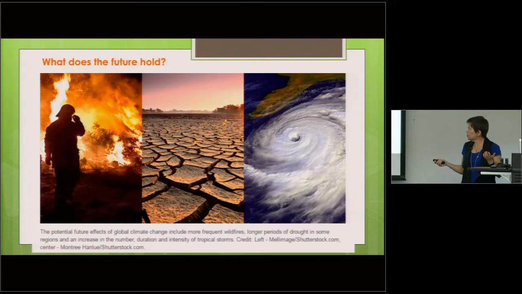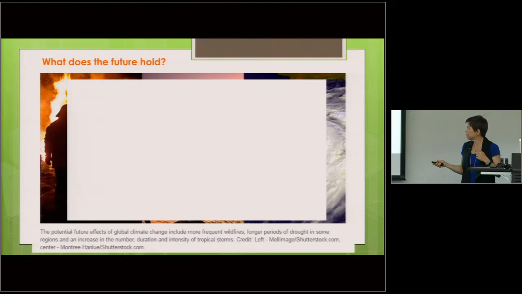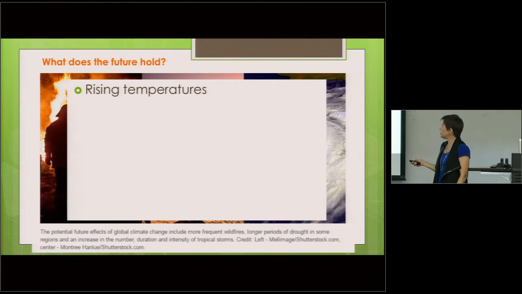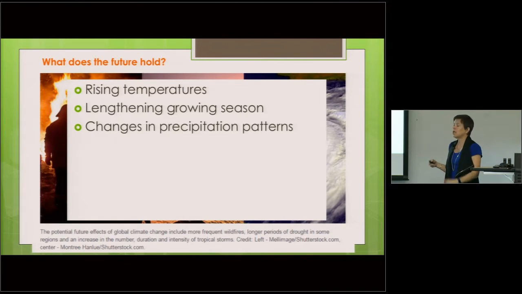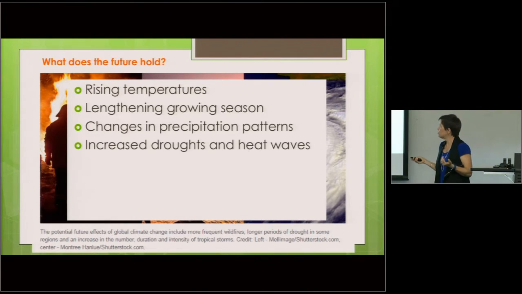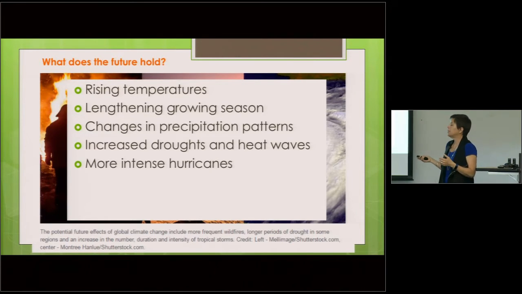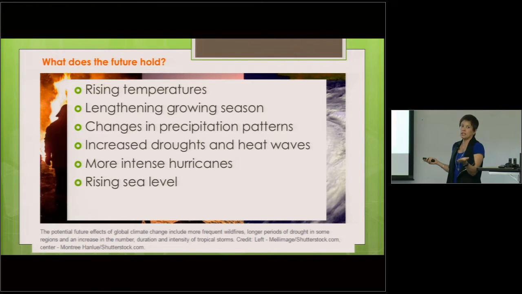So what does the future hold? The predictions show rising temperatures, lengthening growing seasons. So there's a whole suite of things we could talk about. I'm going to talk about just a few of them: lengthening growing season, changes in precipitation, droughts as a result of that, heat waves, more intense hurricanes, rising sea level, an ice-free Arctic at some point.